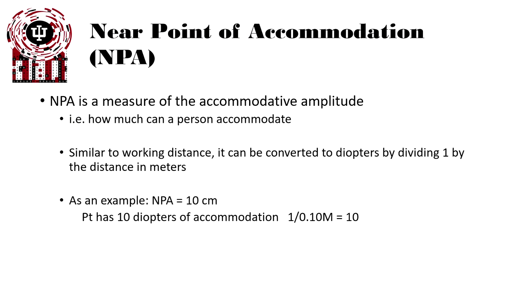Well, we can measure our amplitude of accommodation. One of those techniques is the near point of accommodation. Near point of accommodation is a measure of the accommodative amplitude, or essentially how much a person can accommodate. Similar to working distances, it can be converted to diopters by dividing 1 by the distance in meters. As an example, their NPA, near point of accommodation, might be 10 centimeters. With that, the patient has approximately 10 diopters of accommodation, or 1 divided by 0.1 meters equals 10 diopters.